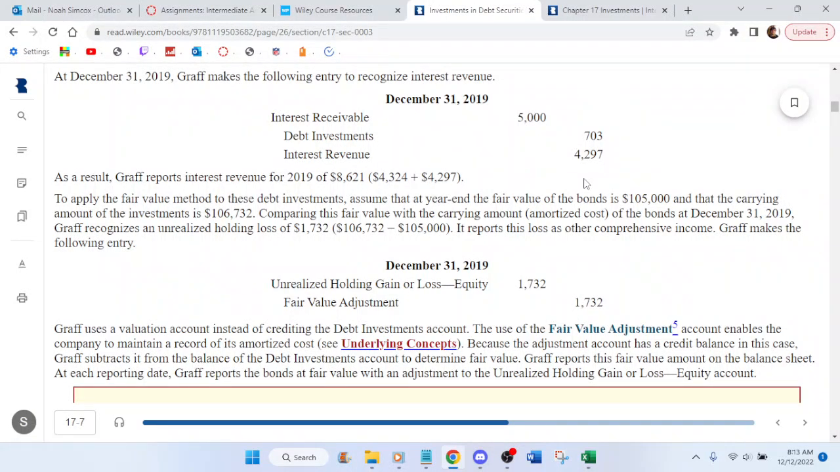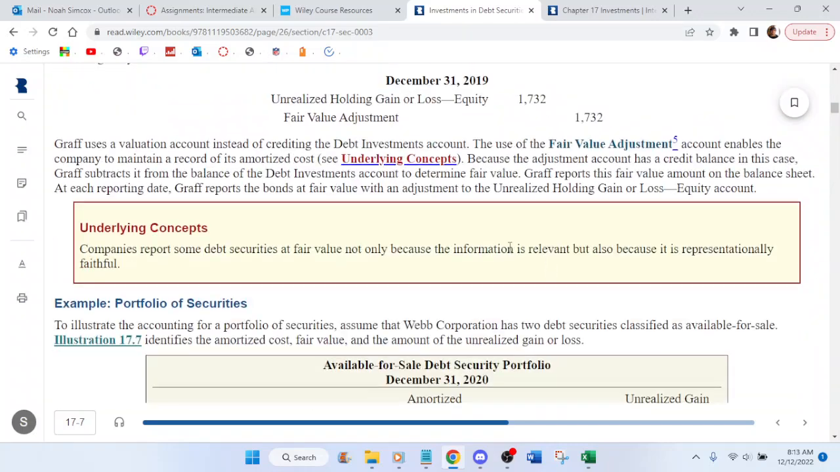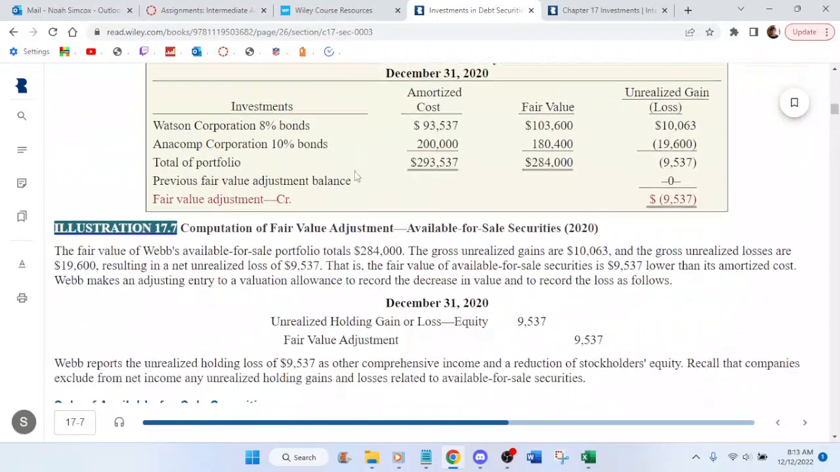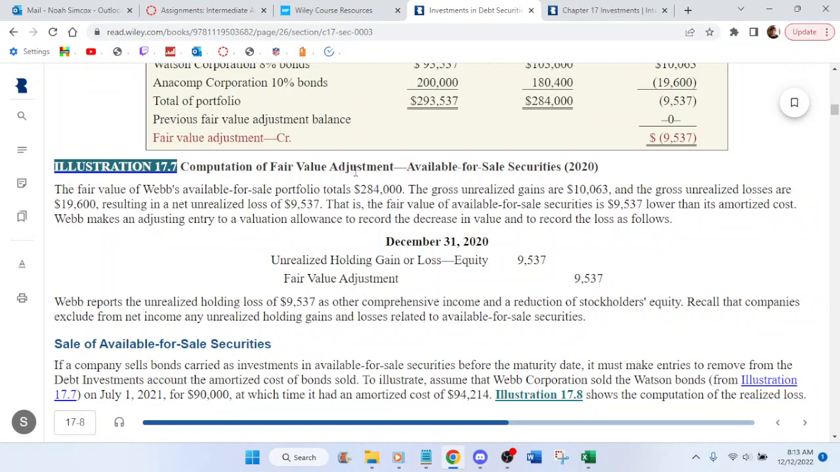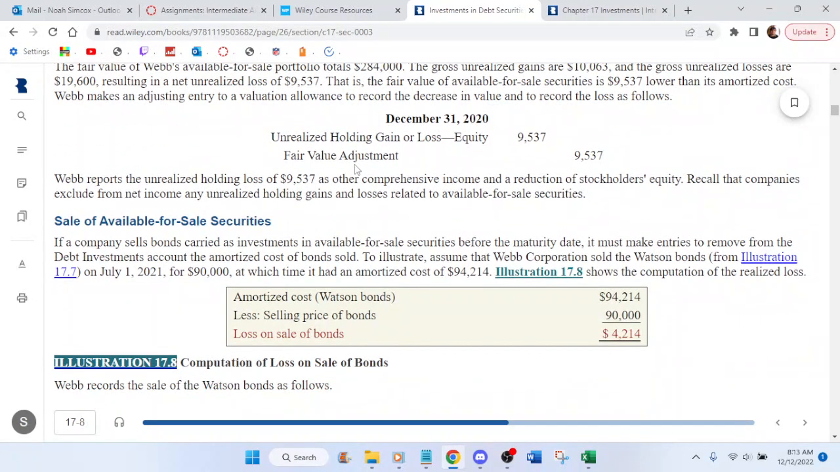So available for sale, you record the unrealized holding gain or loss dash equity, and you use fair value adjustment. And remember, fair value adjustment is an account where if it's at a certain number and you figure out that the fair value is a different number, you have to get from that number to the new number rather than just recording the new number.